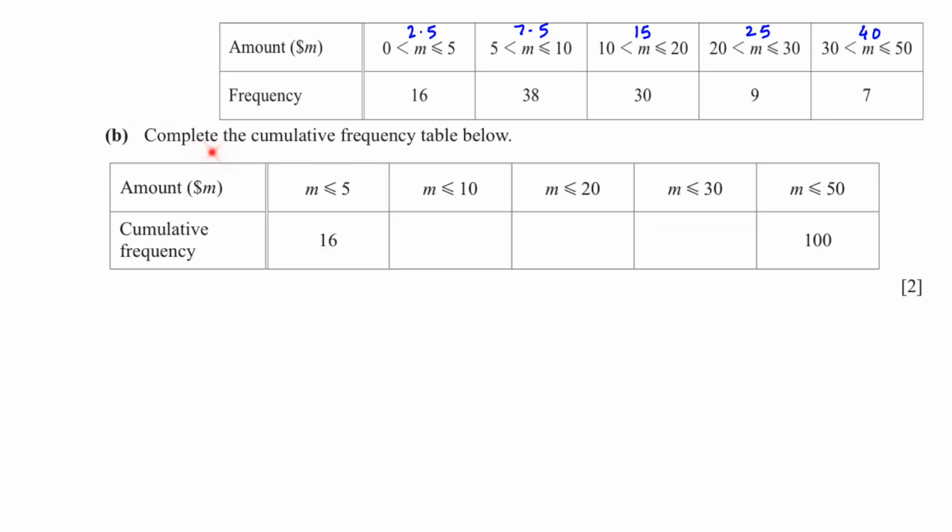Part B. Complete the cumulative frequency table below. We start with 16. Cumulative frequency table is very easy to complete. You just have to add the next number and write the total here. So 16 plus 38 will give us 54. Then 54 plus 30, 84, and 84 plus 9, 93, and 93 plus 7, 100.